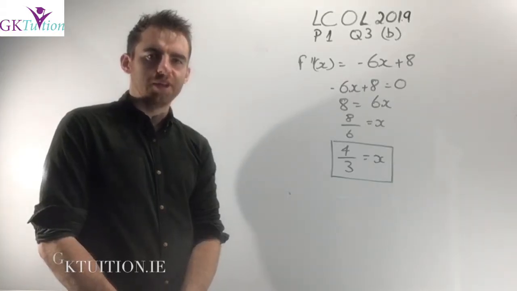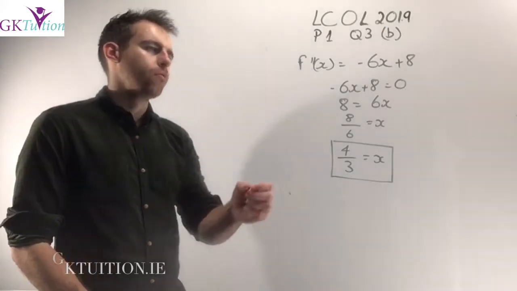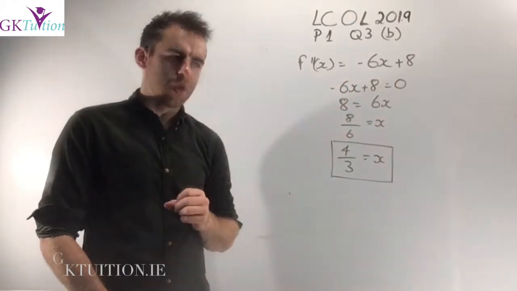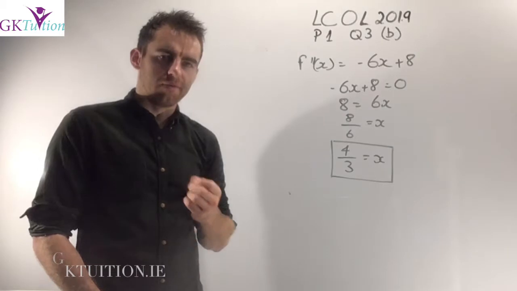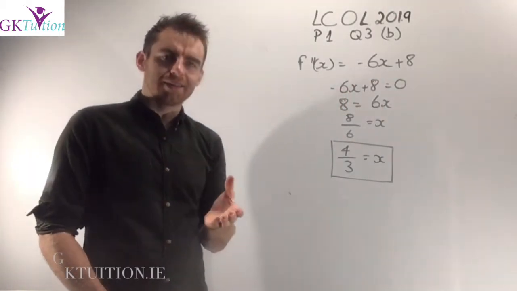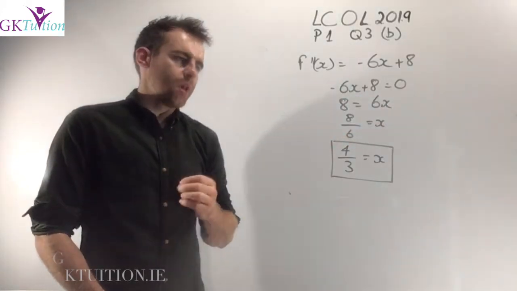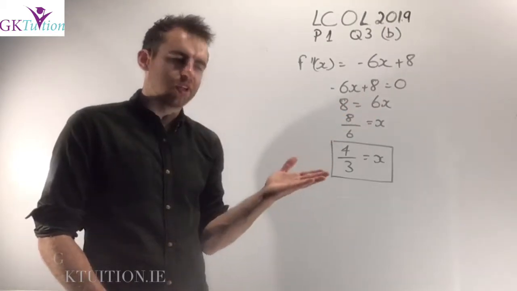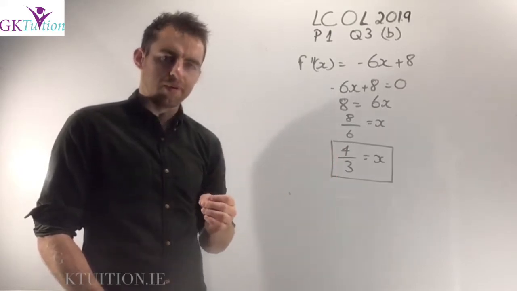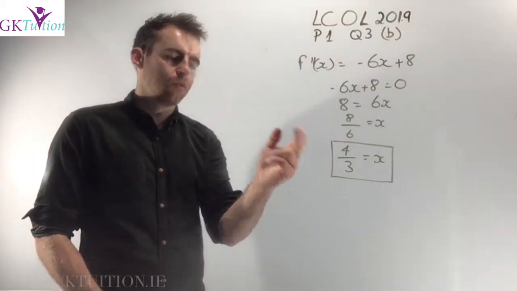Okay, and the question asked me to find the value of x for which the second derivative is equal to 0. We've worked out the second derivative, f dash dash x, is minus 6x plus 8. So all you need to do is let this equal 0 and find the value of x. So I let minus 6x plus 8 equal 0, and I added 6x to both sides, in which case I can now say that 8 is equal to 6x. In order to get x on its own, I just divide both sides by 6, and x is 8 over 6, which simplifies down to 4 over 3. So this is your final answer. The value of x when the second derivative is equal to 0 is 4 over 3.